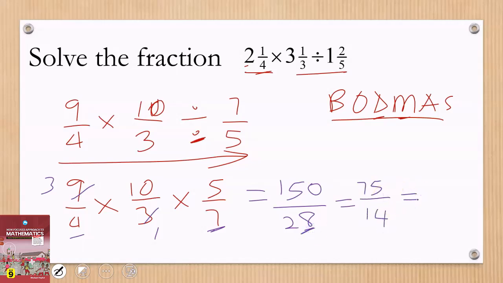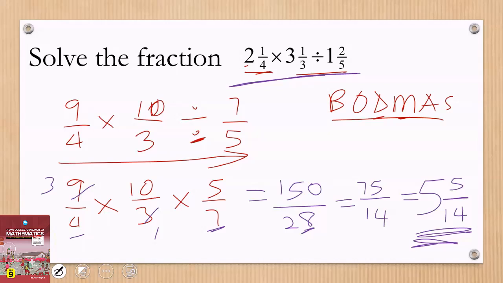And this can be changed into a mixed number as 5 whole number. So 5 times 14 will be 70. Remember 5, so 5 over 14. So the whole of this work can be simplified as 5 whole number 5 over 14.